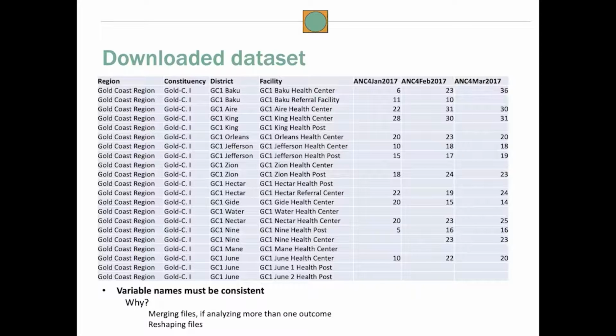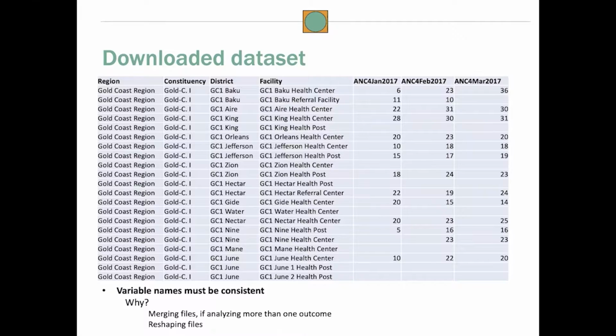So this is what our downloaded data look like. As you may notice, our data is in the wide format, and we have monthly data on the number of women who attended their 4th ANC visit at each facility. We renamed all the variable names to ensure that they were consistent. This is important, especially if you are merging data as well as reshaping data files, and we will go through the reshaping data. So we had to make sure that all the variable names in our data set were exactly the same.